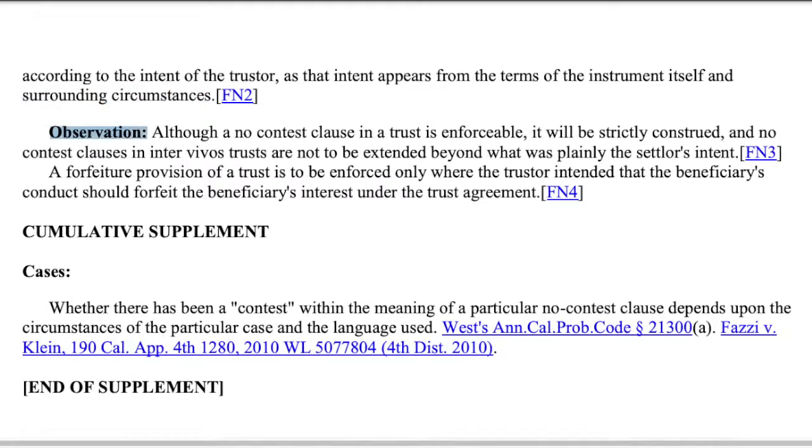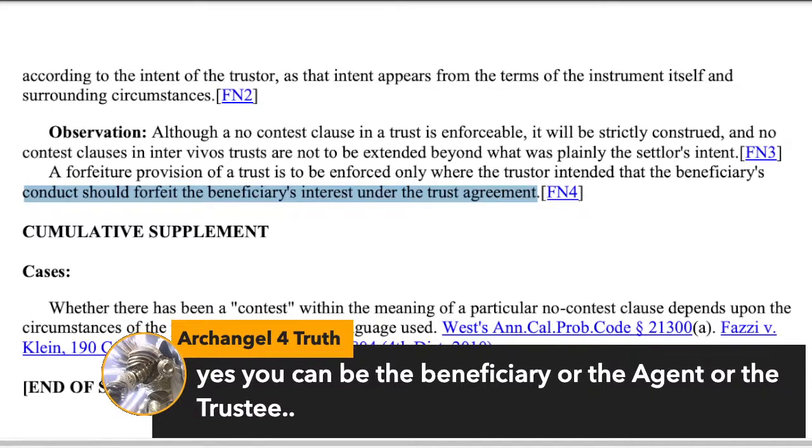So let's look at this observation, which is another beauty of American Jurisprudence. We get these tremendous observations here. Although a no contest clause in a trust is enforceable, it will be strictly construed. And no contest clauses in inter vivos trusts, remember these are the ones between living people, are not to be extended beyond what was plainly the settlor's intent. A forfeiture of a trust is to be enforced only where the trustor intended that the beneficiary's conduct should forfeit the beneficiary's interest under the trust agreement. Wow. So let me see this here.